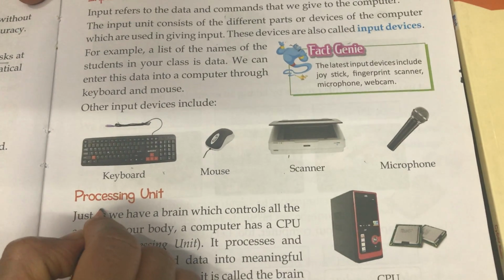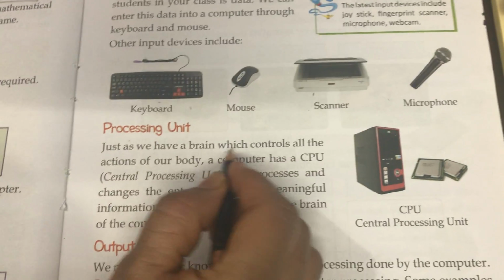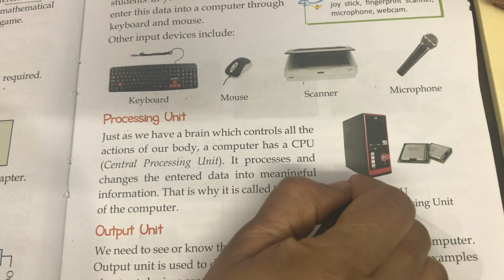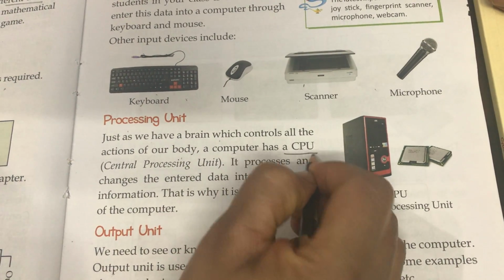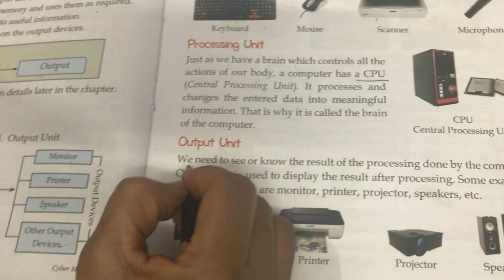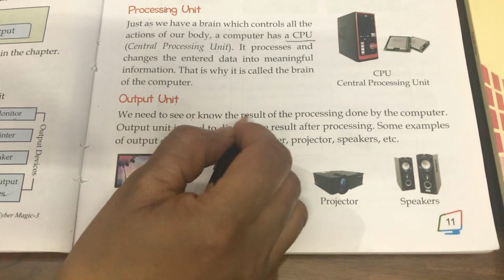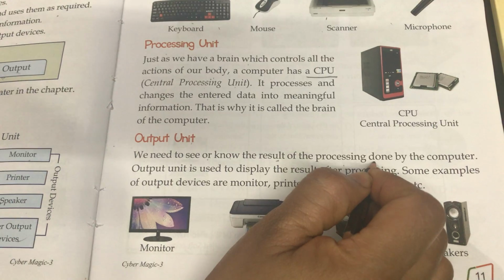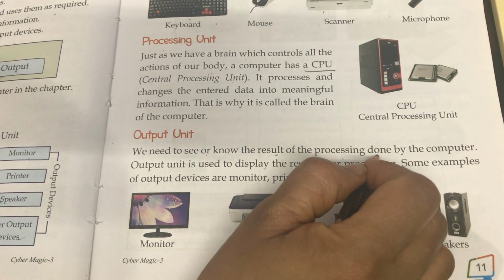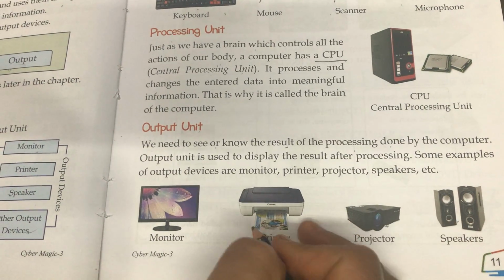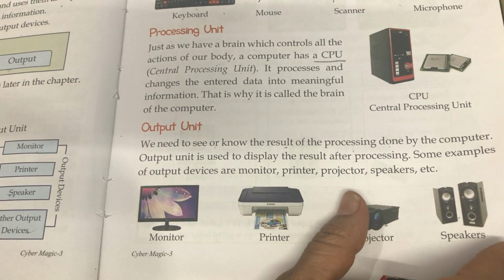Now the processing unit. Just as we have a brain which controls all the actions of our body, it controls all the different parts of a computer. We call this the CPU, that is the central processing unit. Output unit: we need to know the result of the processing done by the computer. Whatever we do on the computer, we need to know the result. With the help of the monitor, printer, projector and speaker, we see our output result.